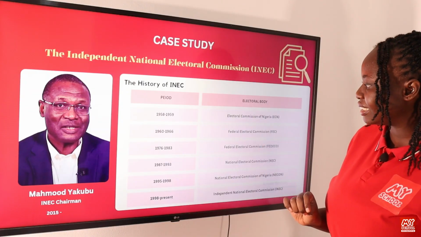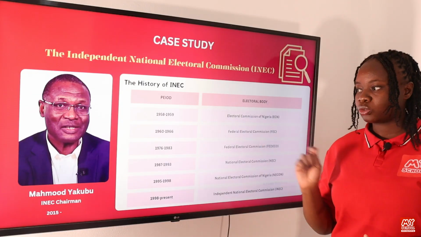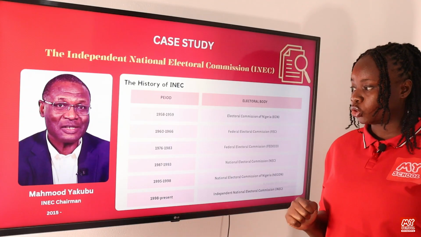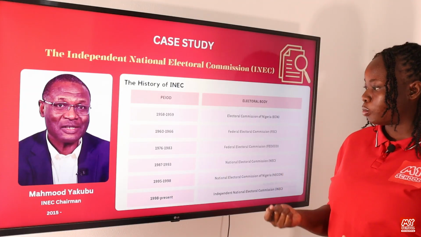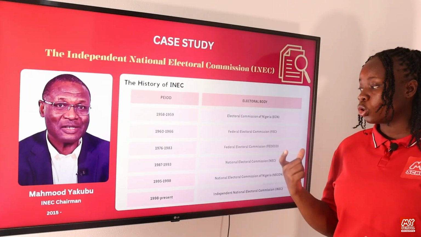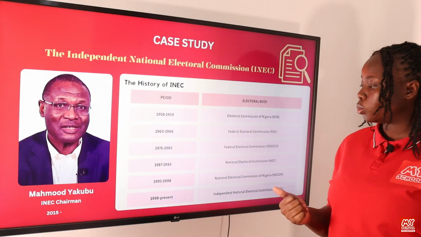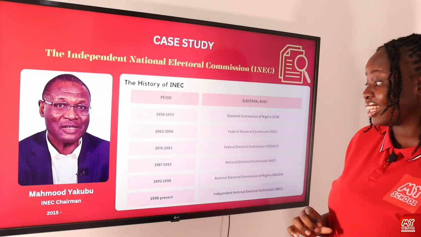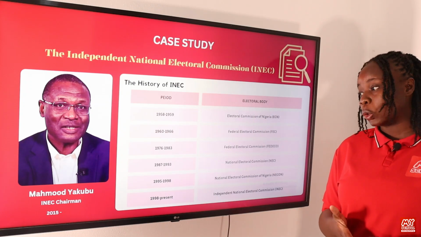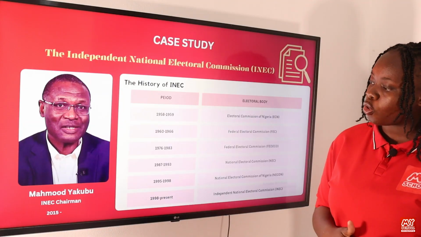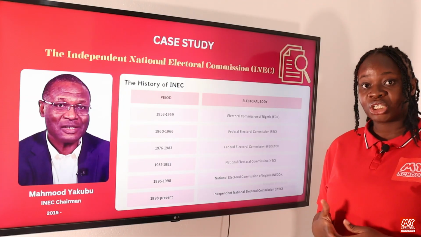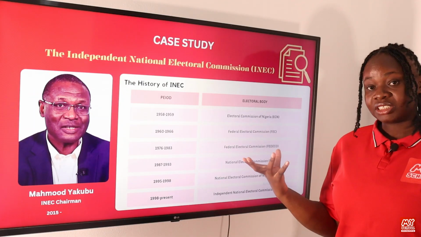Then between 1960 and 1966, it was the Federal Electoral Commission that was responsible for conducting the election. Then after the regime of Olusegun Obasanjo, when Nigeria was about to transition into the Second Republic, the Federal Electoral Commission, FEDECO, was created. And so they were the ones who conducted the election that brought in President Shehu Shagari. Then between 1987 and 1993, a new electoral commission was created, the National Electoral Commission, or NEC.